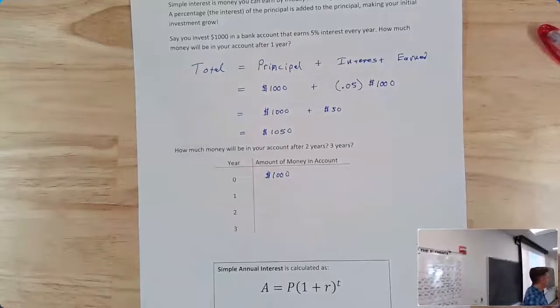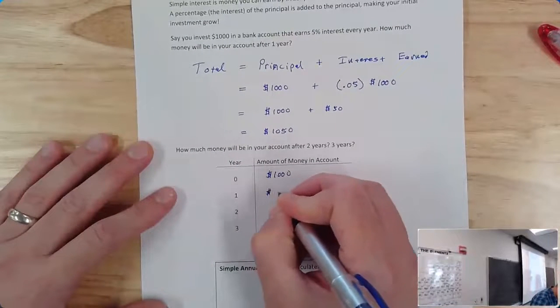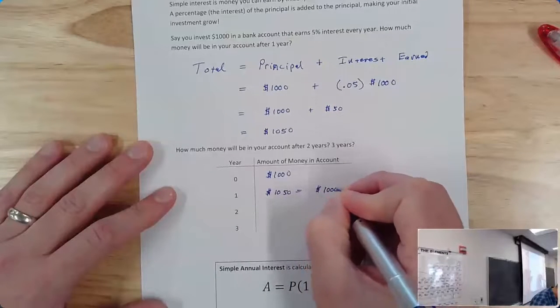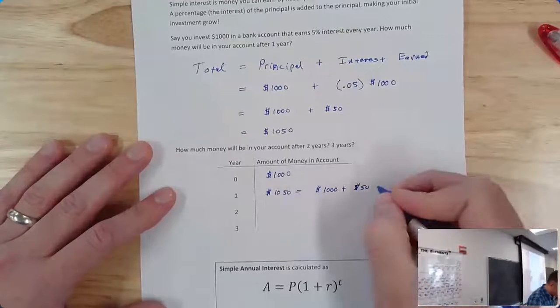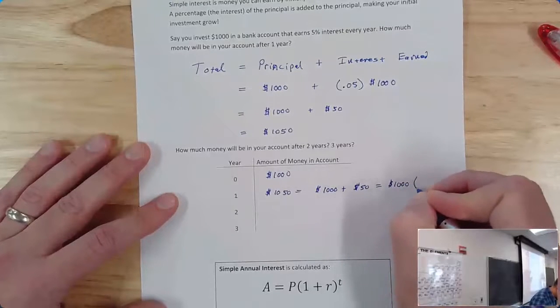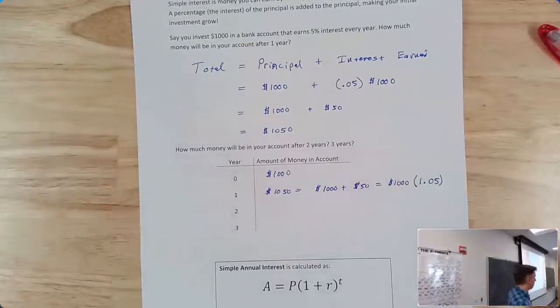And then year 1, October 10th, 2023, which will be Tuesday. How much money do we have? Well, we know that we're going to have our $1,050, which is just the $1,000 we started with plus the $50 of interest. Which I will point out, and this is where things get kind of important, is our principal of $1,000 times 1.05. 1 for the 100% of stuff we started with, 0.05 for the 5% of interest we earned.